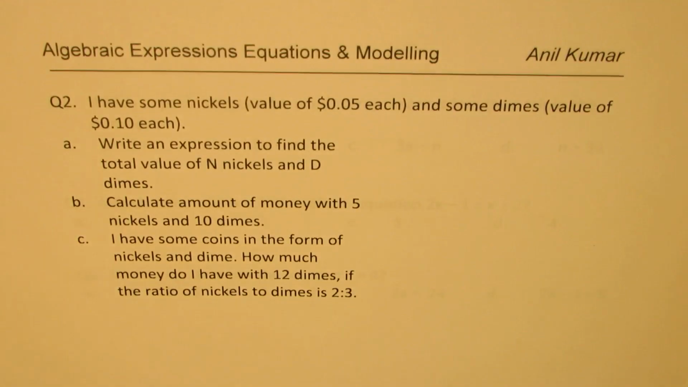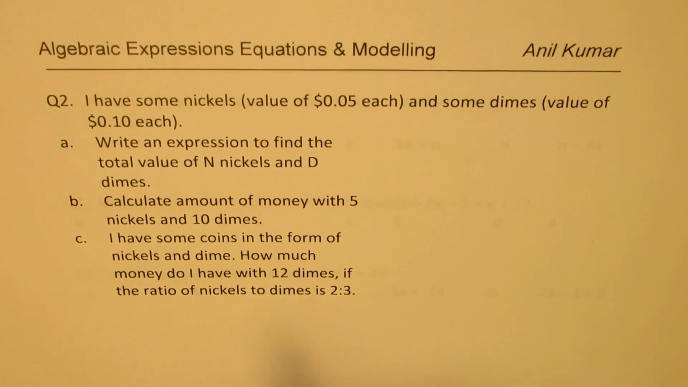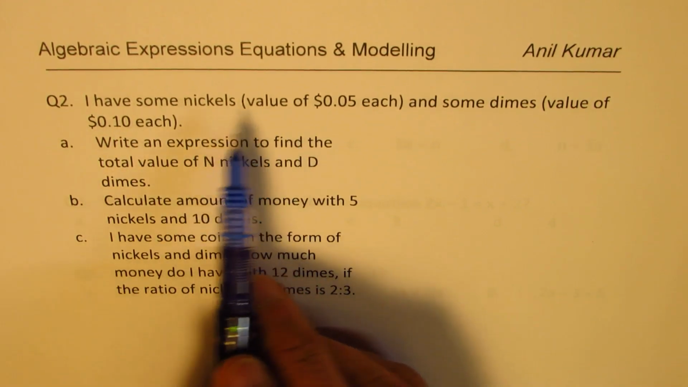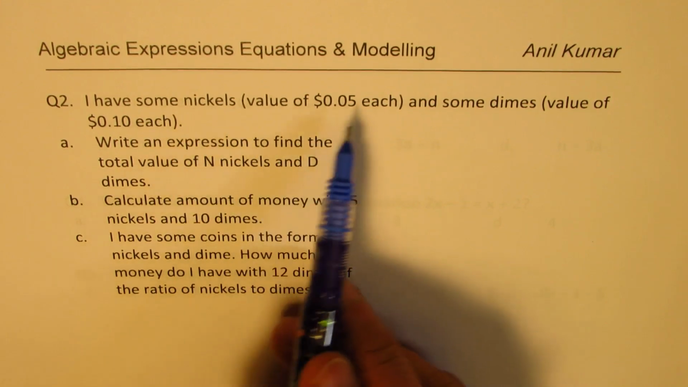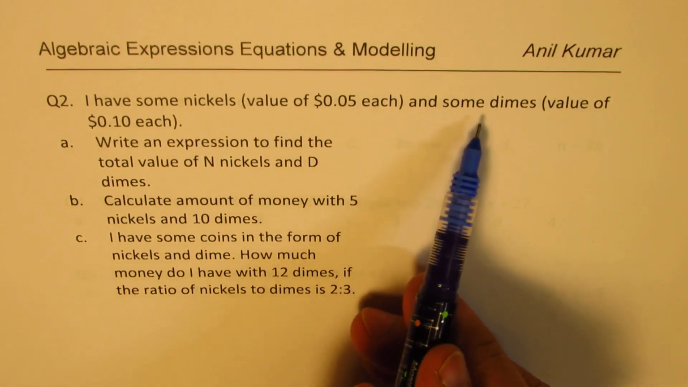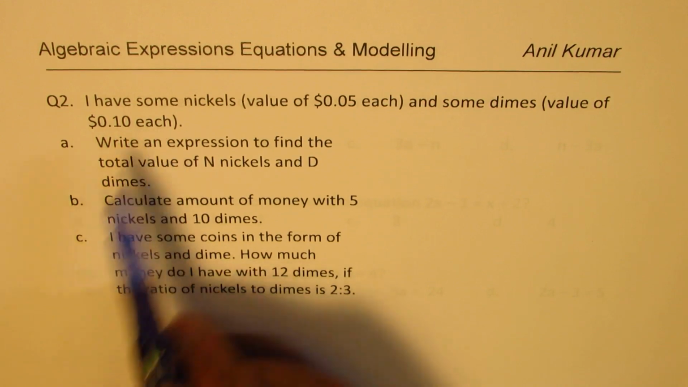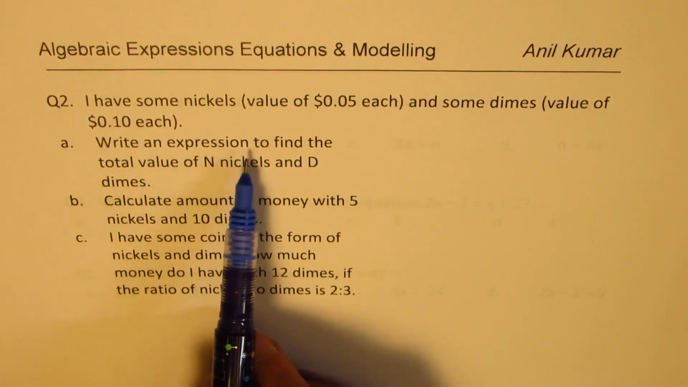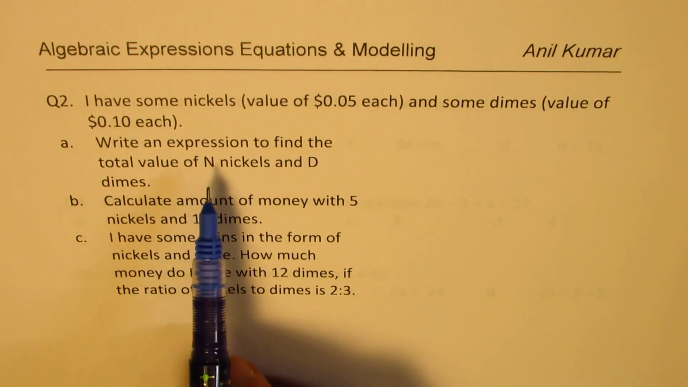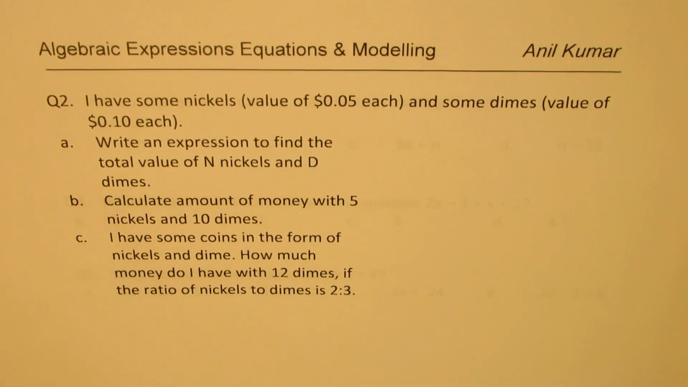Now let's take the second question. The second question here is, I have some nickels. The value of each nickel, as most of you know, is 5 cents, and some dimes whose value is 10 cents each. Write an expression to find the total value of n nickels and d dimes.